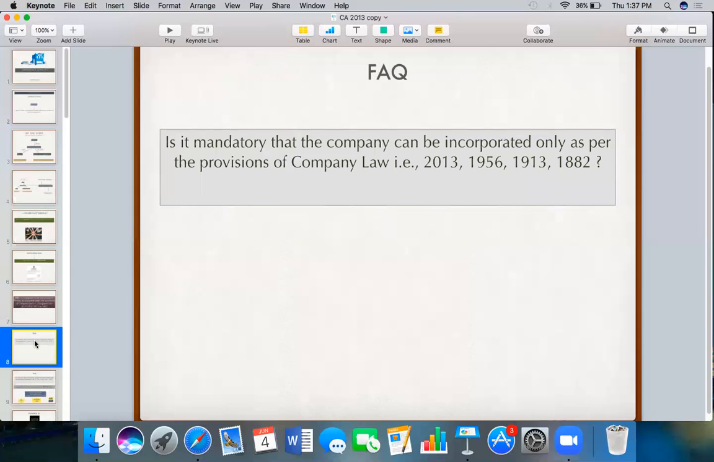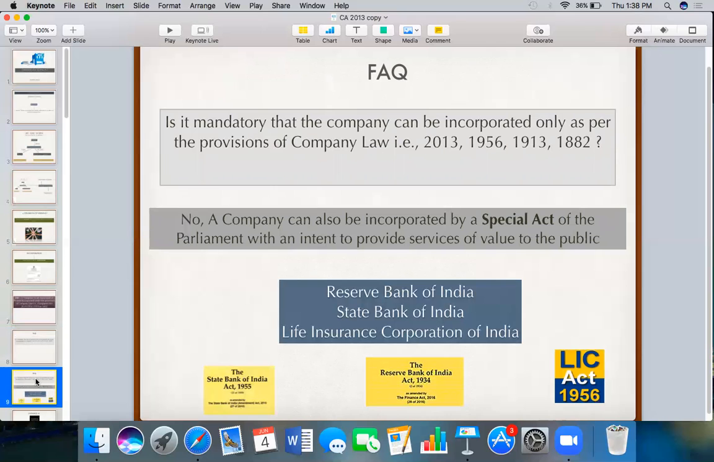Now, a lot of times there are questions: is it mandatory that the company should be incorporated as per the provisions of company law, or can there be any other way to incorporate the company? The answer is that there isn't any other way to bypass the company law. Rather, there are some special powers vested in the Parliament to form a company by passing a special Act.